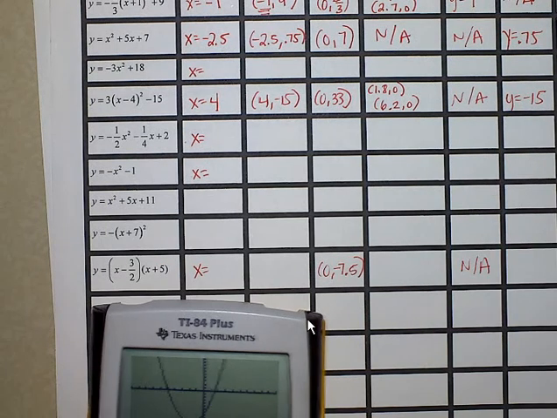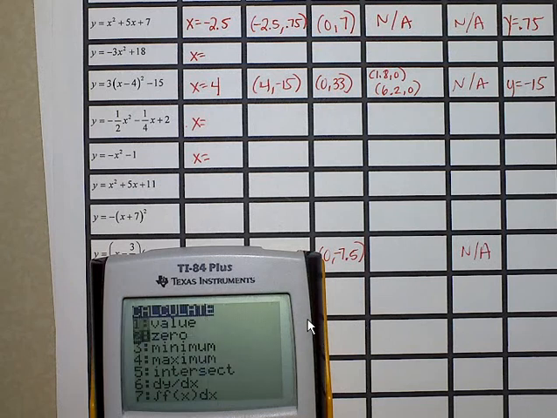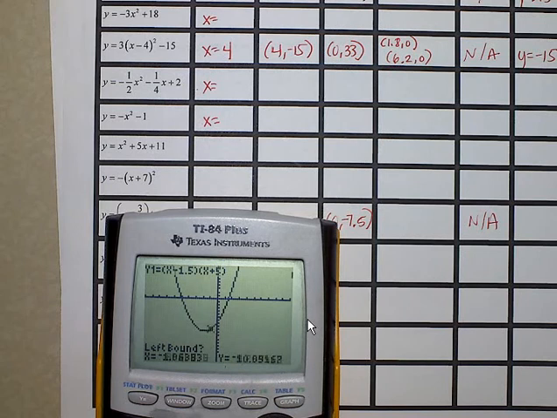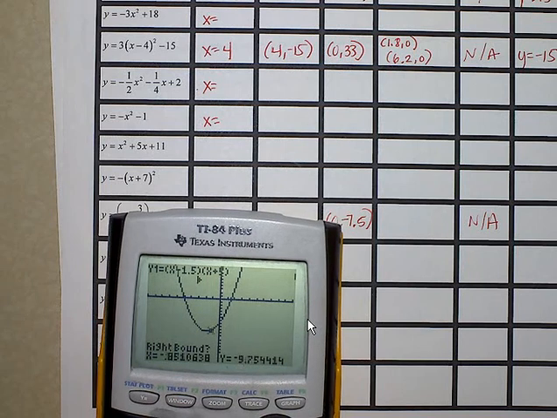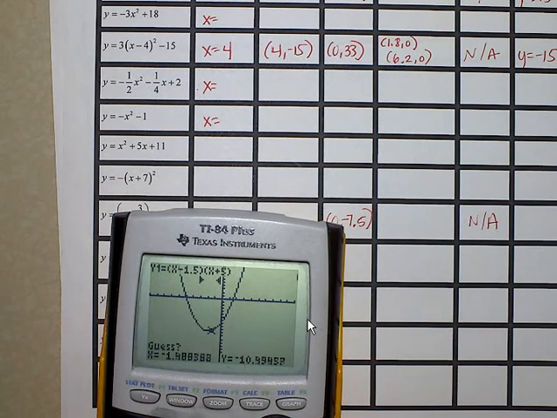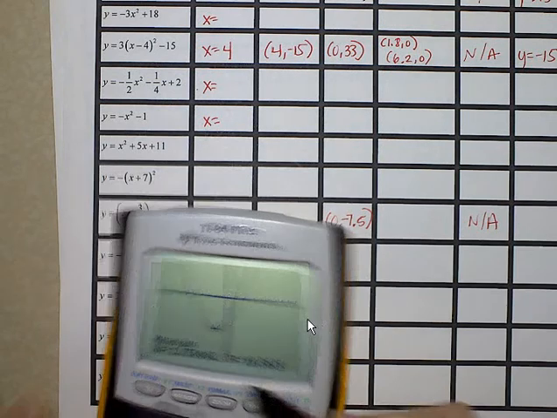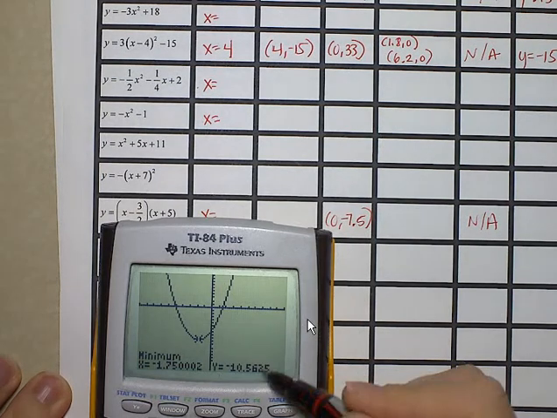Now let's figure out what this actual vertex is. Second, trace, minimum. Take the cursor and go to the very lowest point, and then follow the directions. Go left bound, enter, go right bound, enter, and at the very spot, press enter. This is a little bit longer than we'd like, so let's round this to the nearest tenth. We're just getting the main idea of how to come up with these numbers.